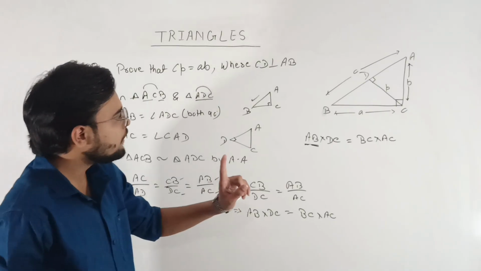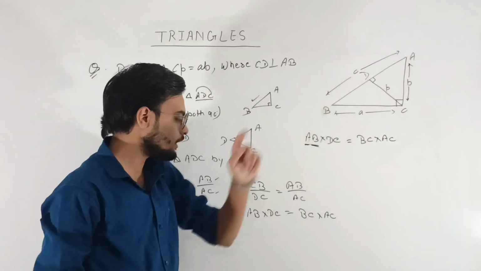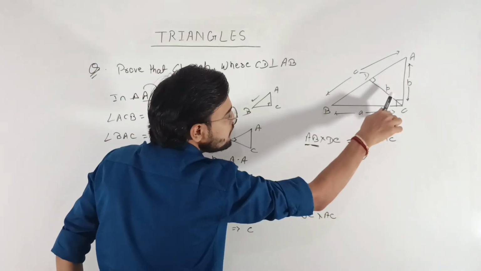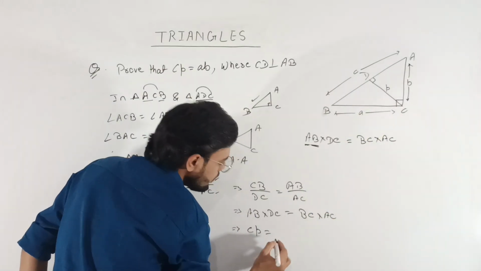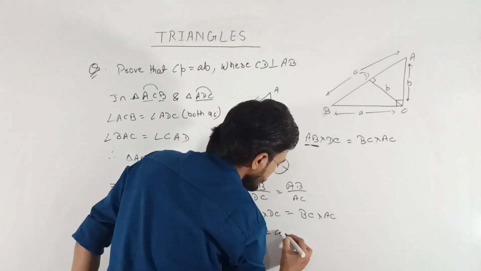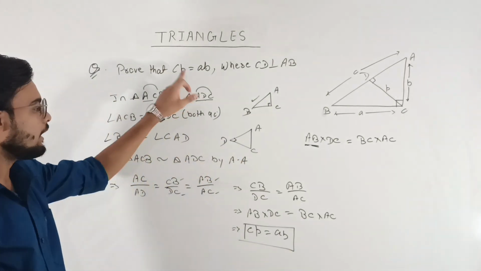Now AB is what? Sorry, AB is C here. So in place of AB, I write C. DC is P. So P is equal to BC, which is A, and AC is B. So this is proved. CP equals AB.